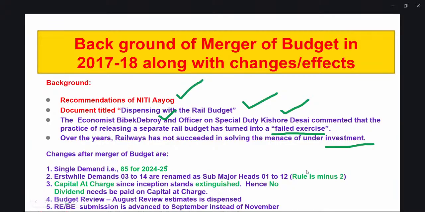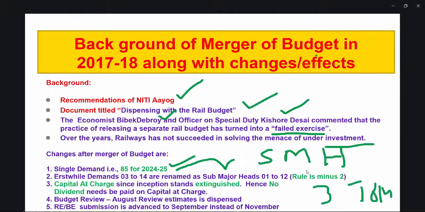It is the single demand number 85, and the earlier demands 3 to 4, which is very important, are renamed as sub-major heads. Only 3 to 4, not other demands. Why? Because 3 to 14 are under one single major head. And the capital charge since inception stands extinguished. But right now the dividend is calculated only for information purposes, not for paying.